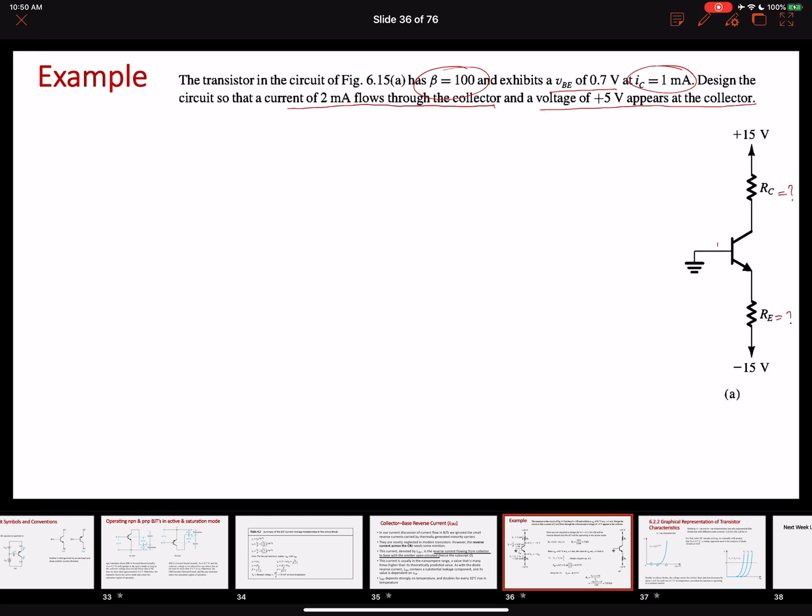So we know that this is the base, this is the emitter because of the arrow, and this is the collector. Sorry, this is the collector. So this is the voltage at the collector, and this is the voltage at the emitter.